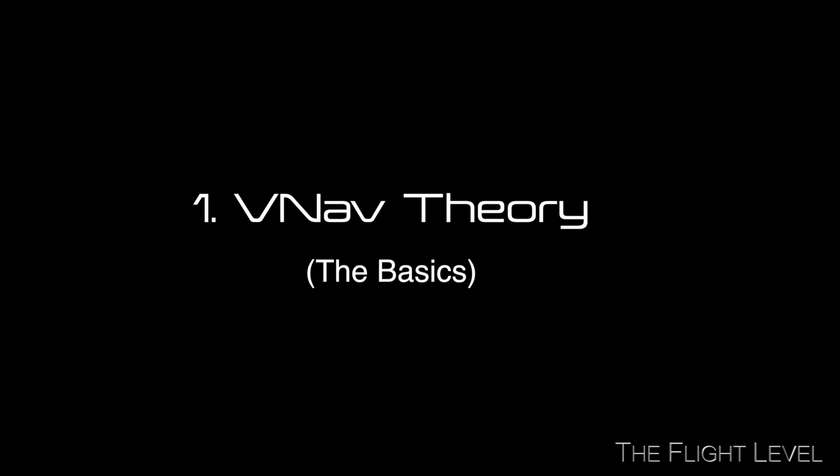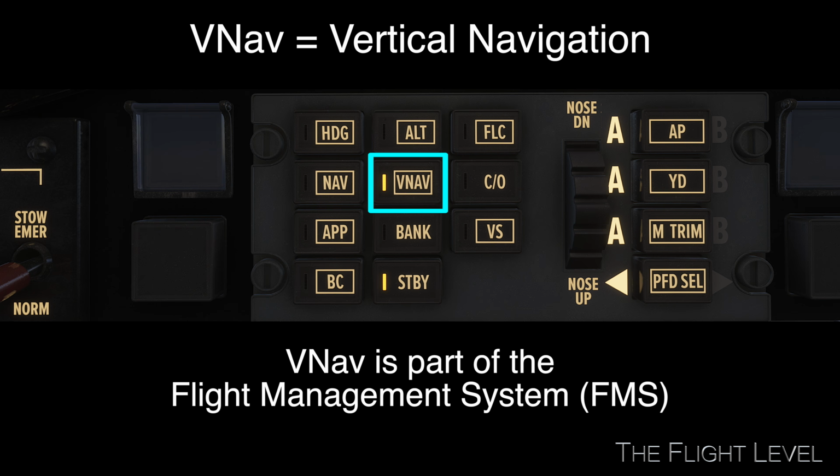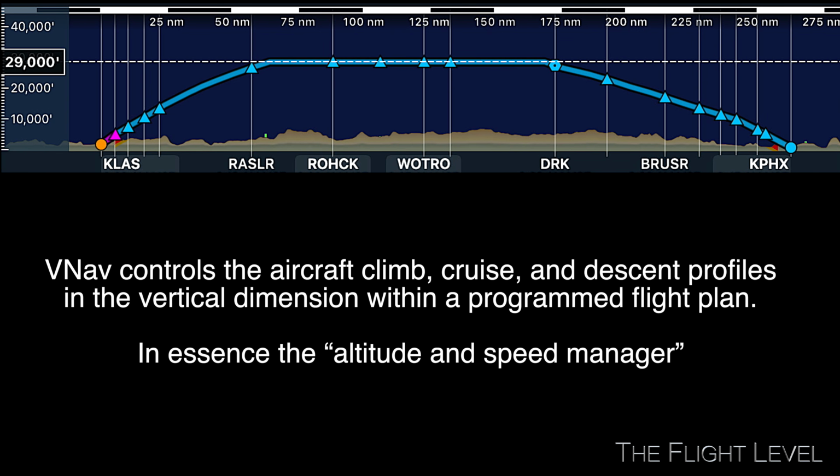Number 1. VNav theory. VNav stands for vertical navigation and is part of the flight management system. VNav controls the aircraft climb, cruise, and descent profiles in the vertical dimension and is usually active within a programmed flight plan. You can consider VNav as the altitude and speed manager of your flight.